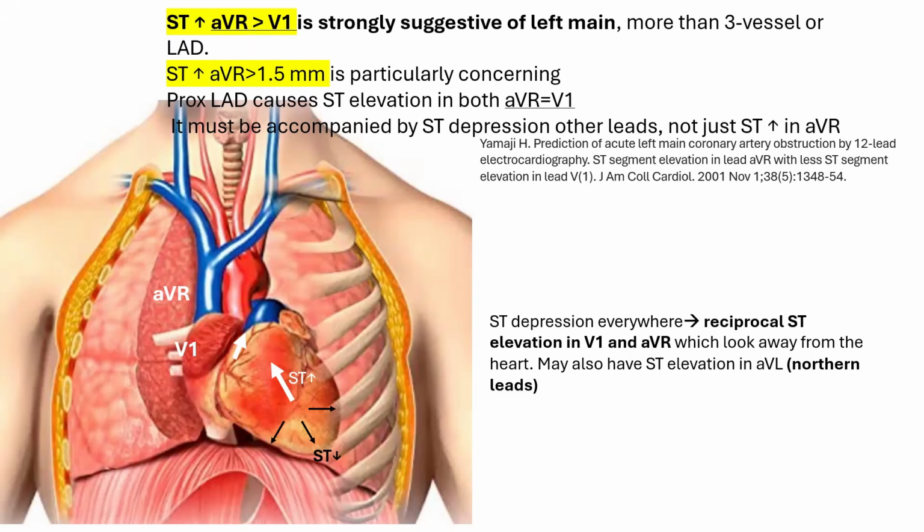This is because left main critical disease and ischemia cause a counterbalanced ischemia of the proximal LAD and the left circumflex, the posterior wall, so that you do not get as much ST elevation in V1. The ST elevation in V1 gets attenuated by that posterior wall injury, whereas ST elevation in aVR remains very pronounced. So ST elevation in aVR that is more than in V1, or more than 1.5 millimeter, is more suggestive of left main than LAD or three-vessel ischemia.